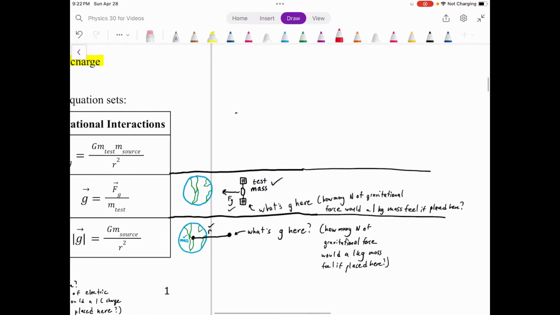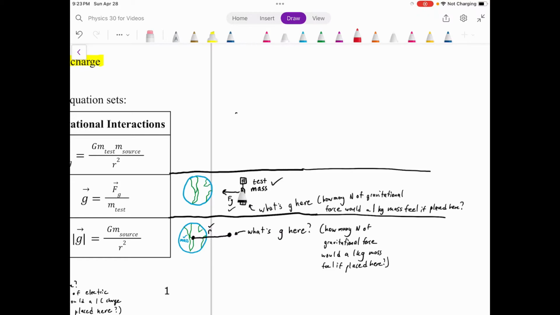To connect it back to the gravitational field, this equation is the equivalent for gravity. So again, it's just based on what you know. If we're interested in the gravitational field strength of the Earth here, where this satellite is, one way we could figure that out is to ask how big is the force of gravity that this satellite is feeling, and then divide it by the satellite's mass. Because again, the gravitational field tells us how many newtons of gravitational force an object would feel for every kilogram of mass that it has if placed here, because of the Earth's gravitational influence.